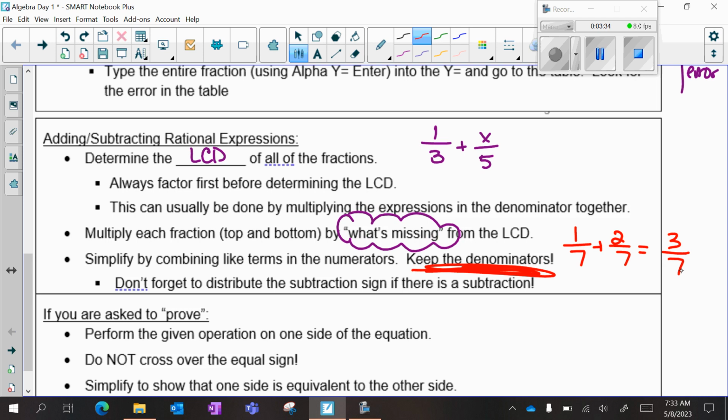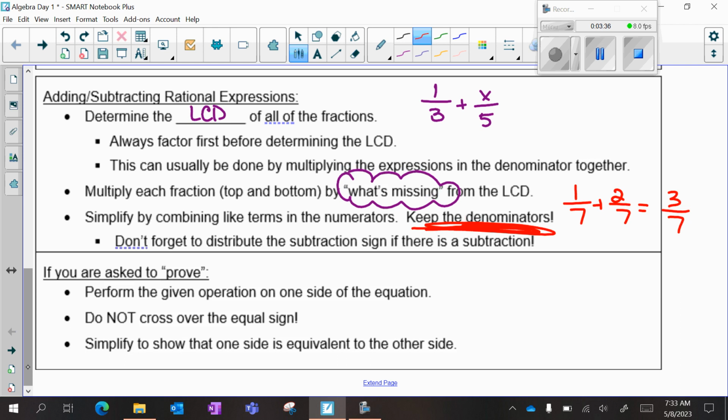If you are asked to prove, it would say algebraically prove, you're going to follow the same process. You're going to cover up one side of the equation, work with one side only. The last step should be those two equal to each other. And you never want to cross over the equal sign by subtracting on both sides or something like that. Work with one side at a time only.